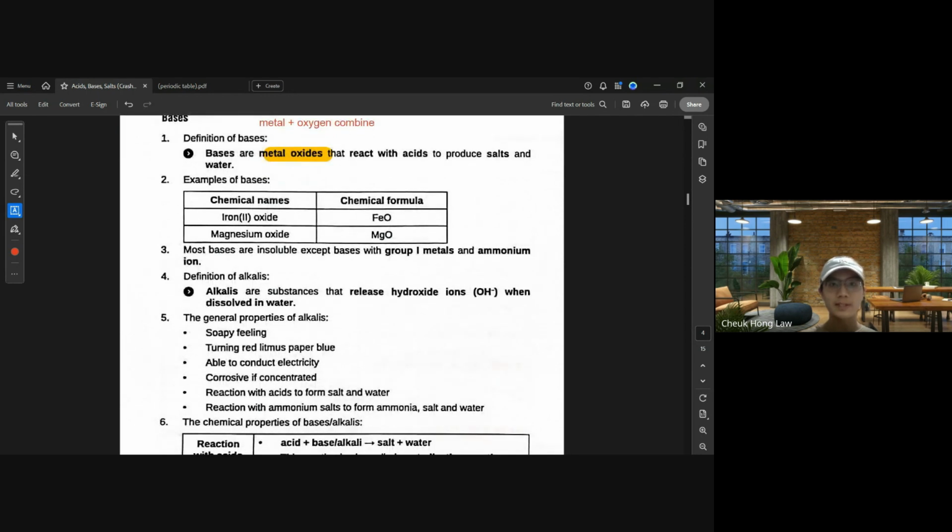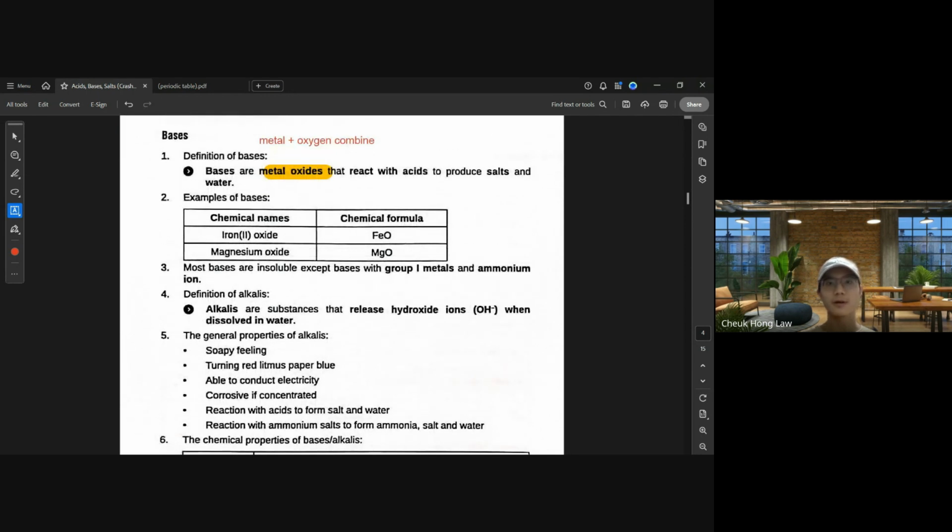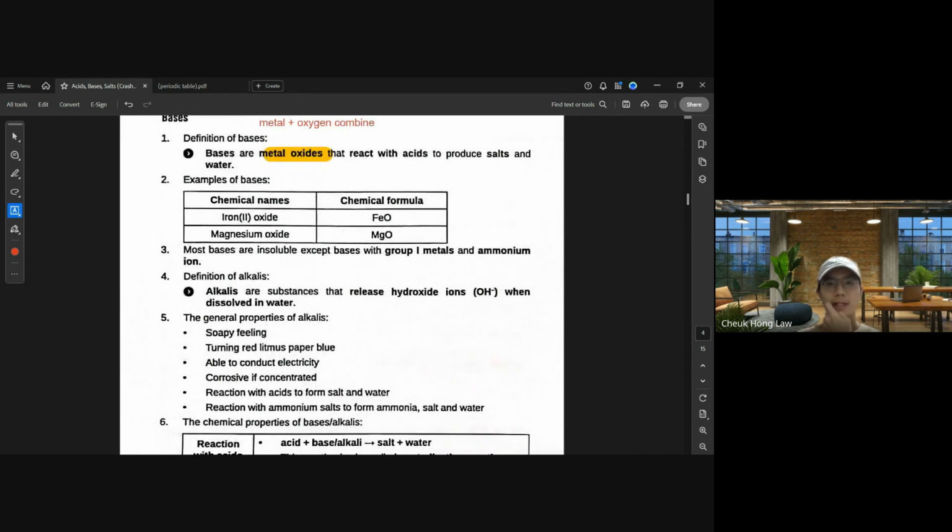Okay, examples of bases. Since they are metal oxides, of course you need metals. So iron(II) oxide is one of them. Magnesium oxide is another type of base. So really, metal oxides. Most bases are insoluble, except a few. So except your group 1 metals and your ammonium ion.